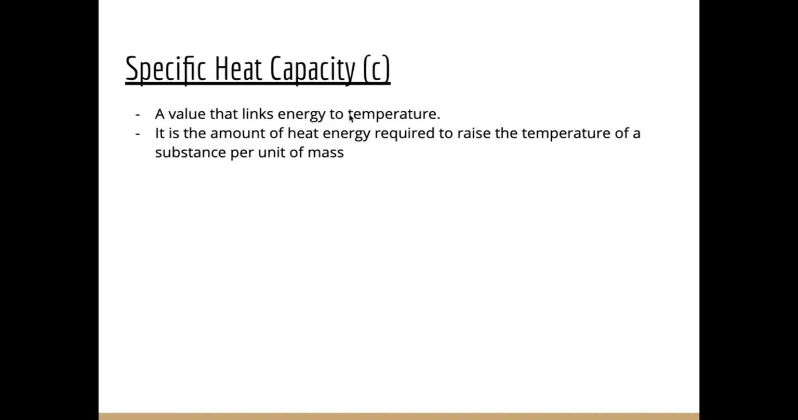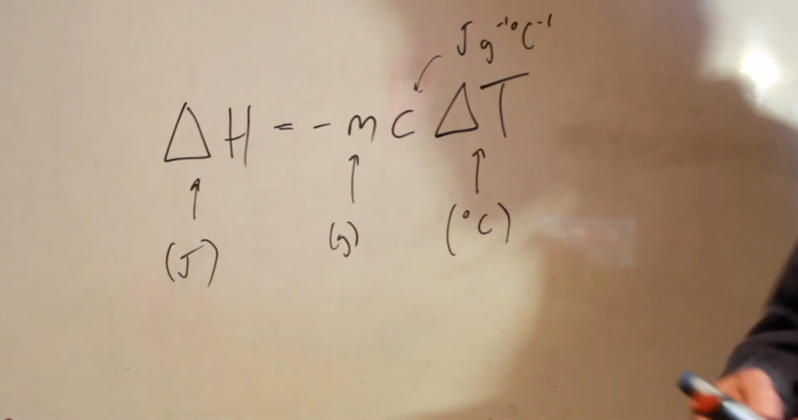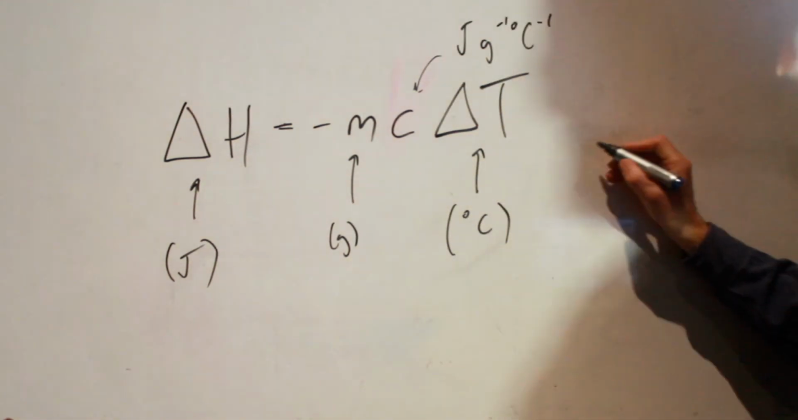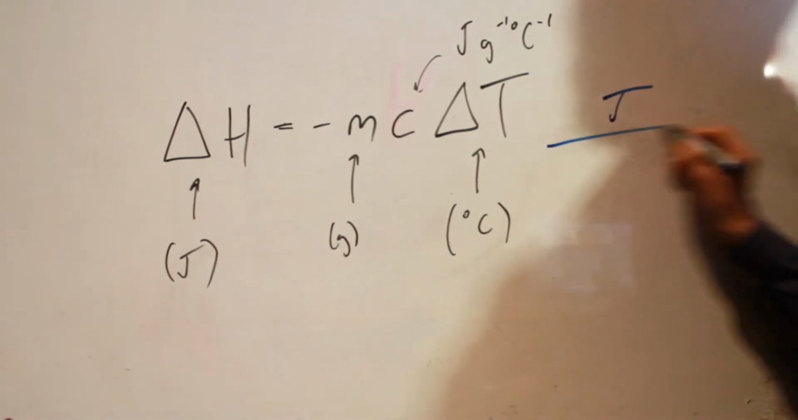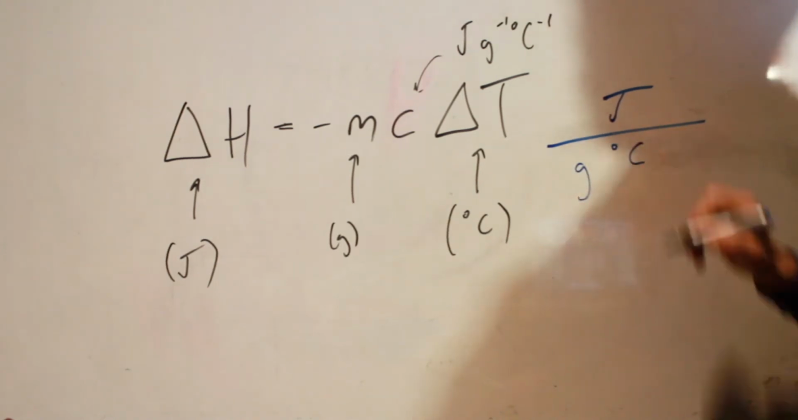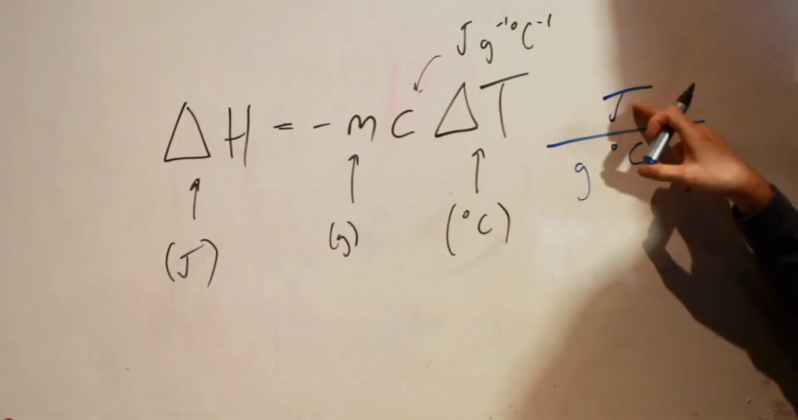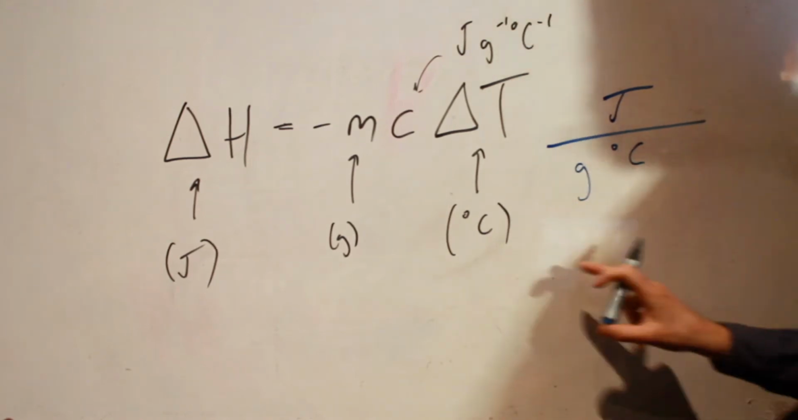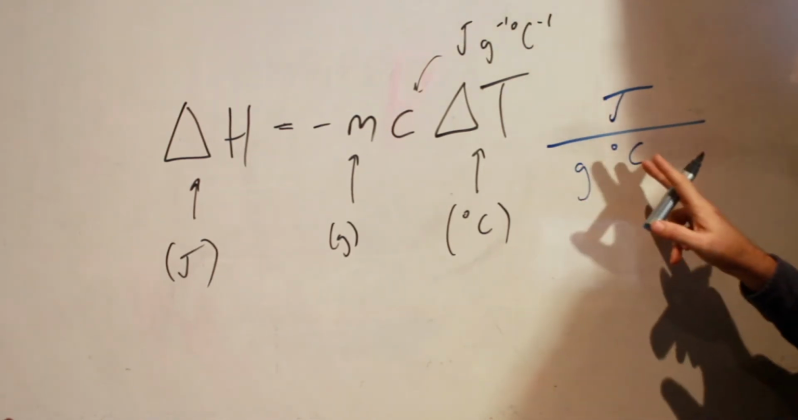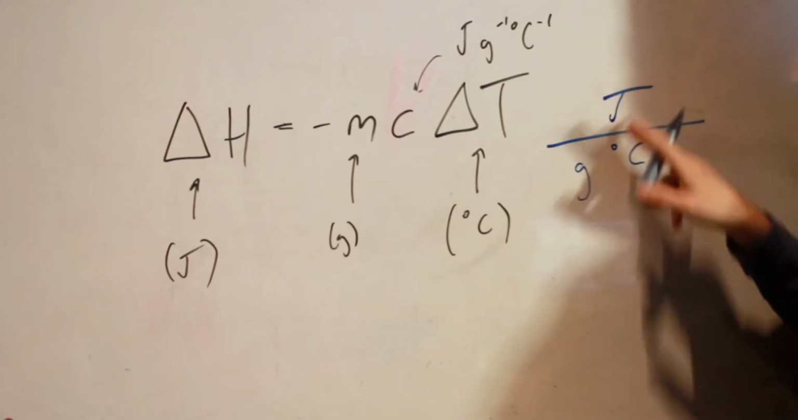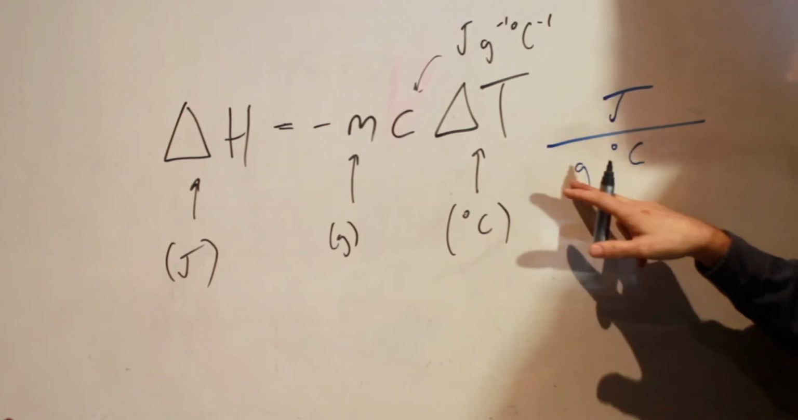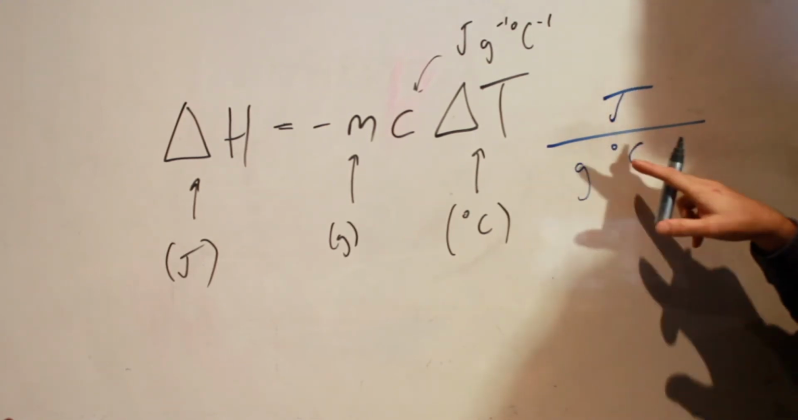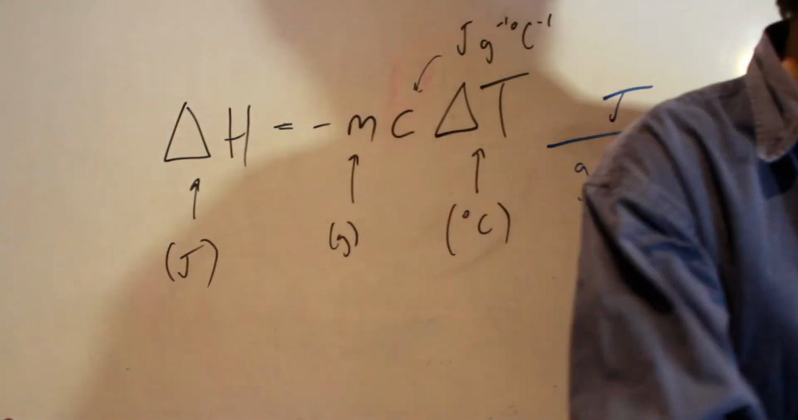Right, so let's explore this idea of a specific heat capacity with the symbol c. What it is, it's a value that links energy to temperature. It is the amount of heat energy required to raise the temperature of a substance per unit mass. So let's consider these units if we write them out like this. We've got joules per gram per degree Celsius. So it's saying how much energy is needed to raise a gram of a substance by a degree Celsius. How much energy is required to raise that much matter by how much temperature.